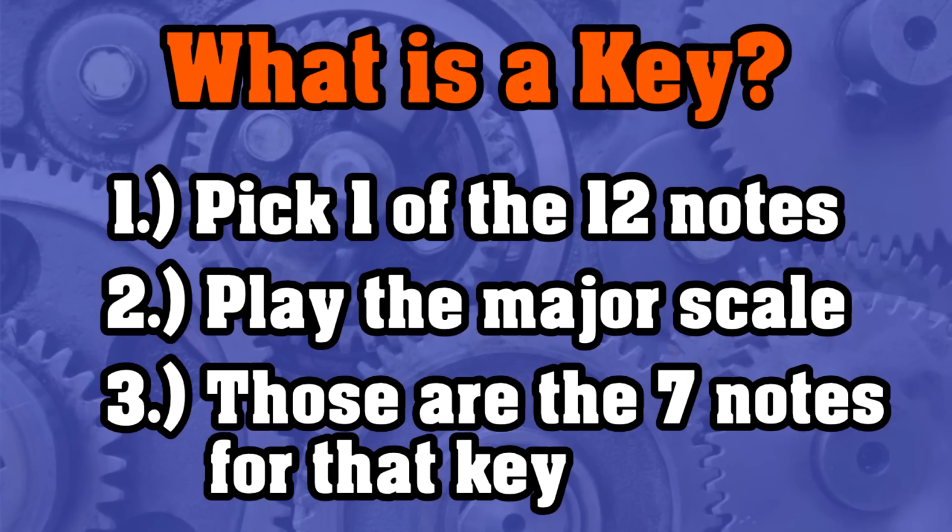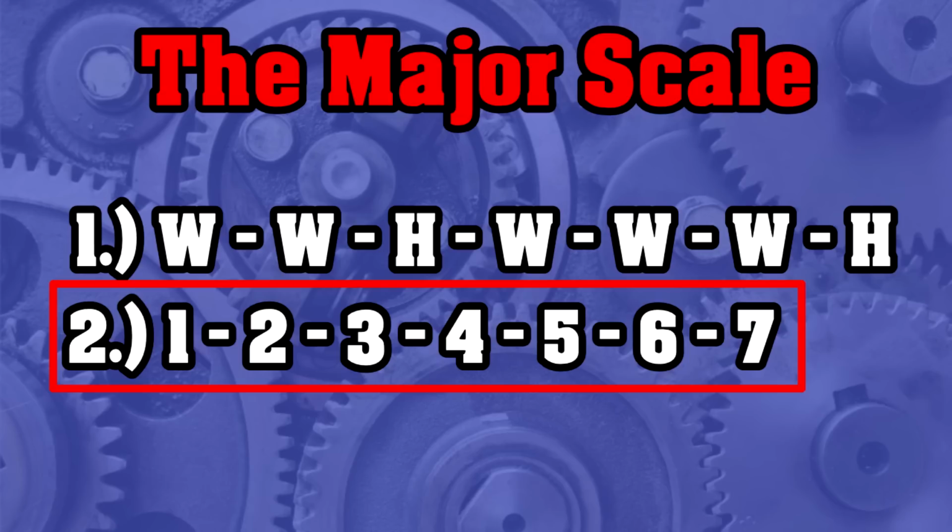Pick a starting note, play the major scale by applying the interval formula. Boom, there's the notes of your key. So let's now look at the second interval type and how it applies to major scales. This is where we compare each note in the scale to the root note. And again, this is done through the use of scale formulas. The major scale has a very easy scale formula to remember, which is 1, 2, 3, 4, 5, 6, 7.